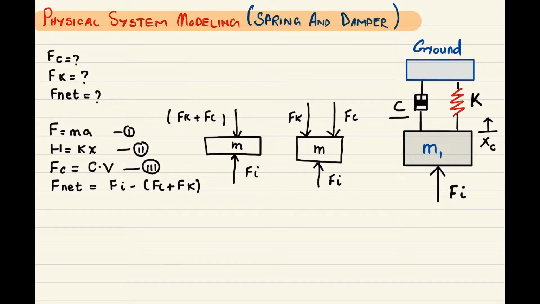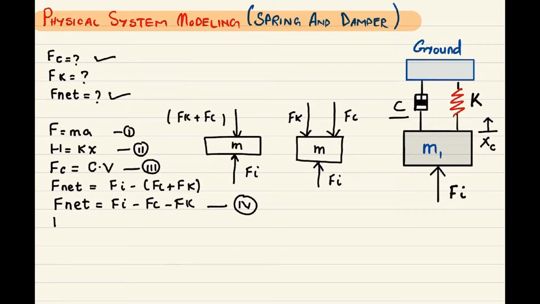And now let's open this bracket, and we can write this equation as Fnet equals Fi minus Fc minus Fk, because this minus is going to multiply by this plus here, and we're going to have this minus here. So let's clear it up and make it clear, and let's give this equation number 4. Now we have our Fc, we have our Fnet.